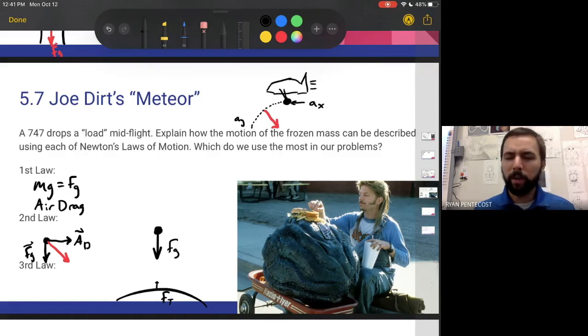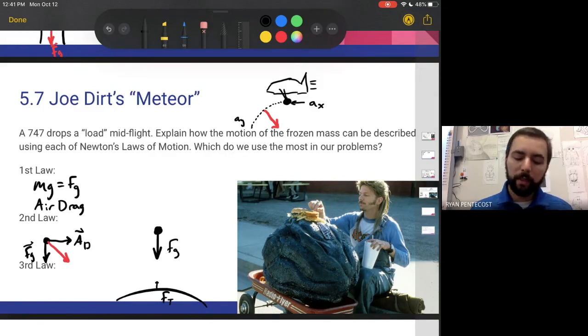You can also look at the action-reaction pair of air drag, but that's very rarely done, that you look at the force that you are exerting yourself on air. So that's not really something that we look into very often. But those are the three ways that we can look at this using Newton's third law.